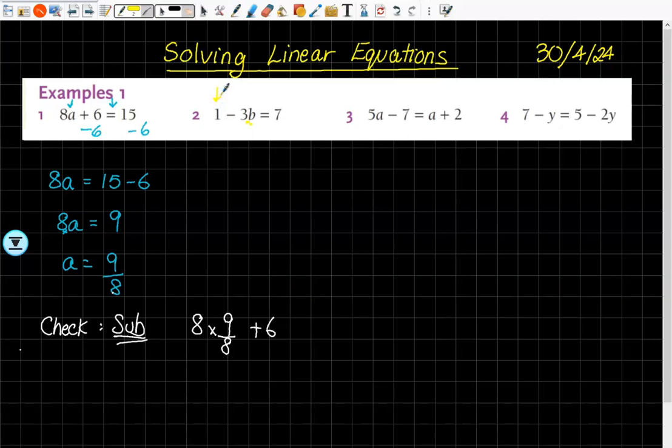We look in front. Is this a positive 1 or a negative 1? It's a positive 1. So to get rid of it, we have to minus. So you're going to minus 1, you're going to minus 1. So, again, if you want to write the little minuses there, you can.